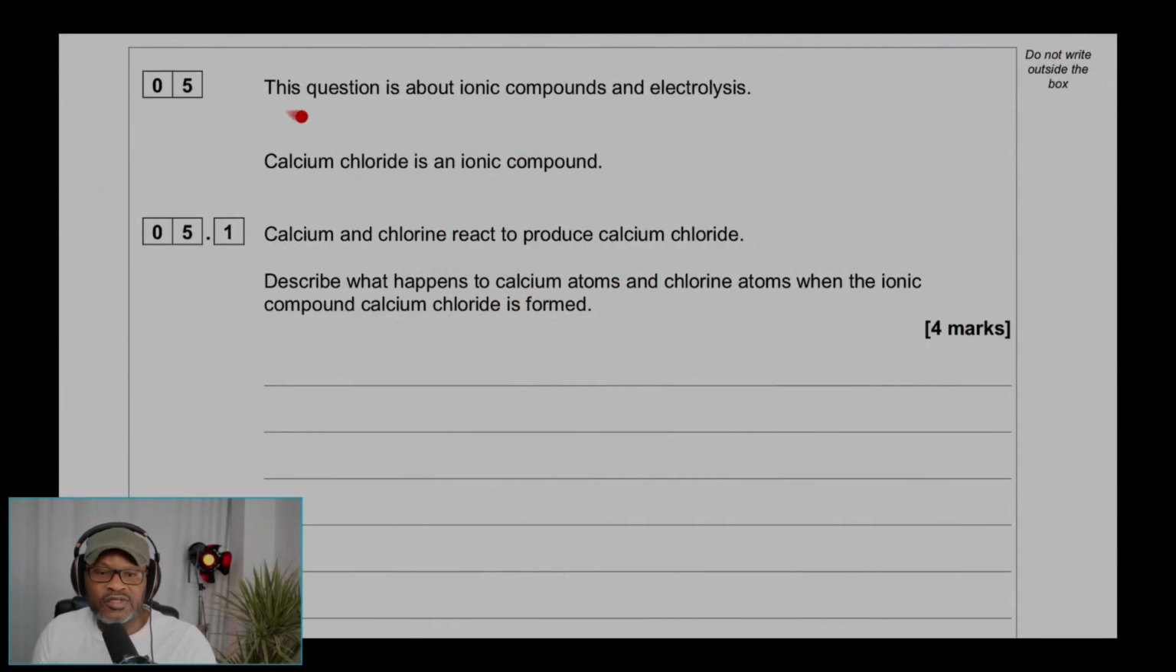Question 5. This question is about ionic compounds and electrolysis. Calcium chloride is an ionic compound. 5.1. Calcium and chlorine react to produce calcium chloride. Describe what happened to calcium atoms and chlorine atoms when the ionic compound calcium chloride is formed.